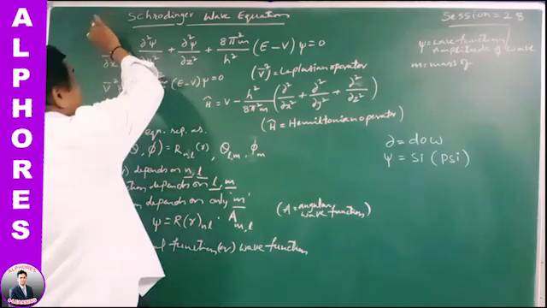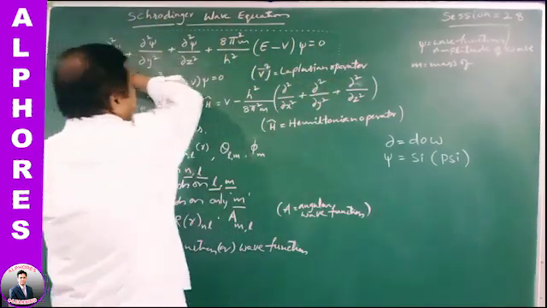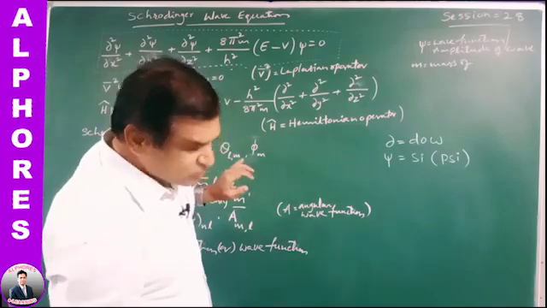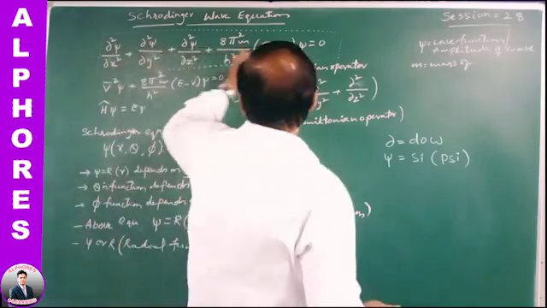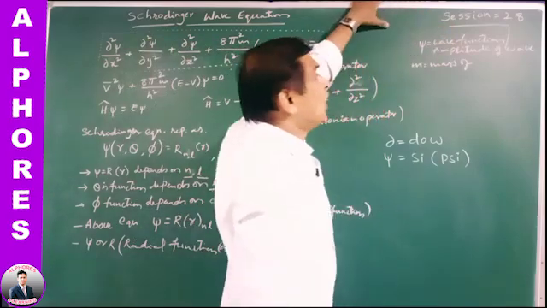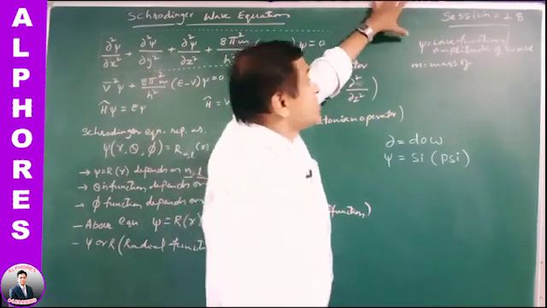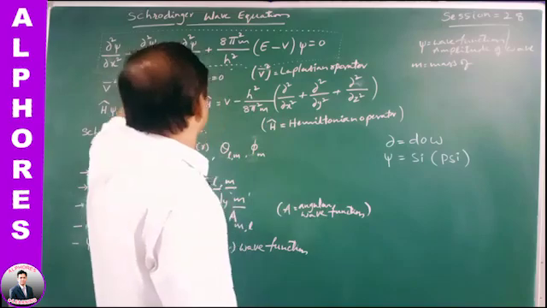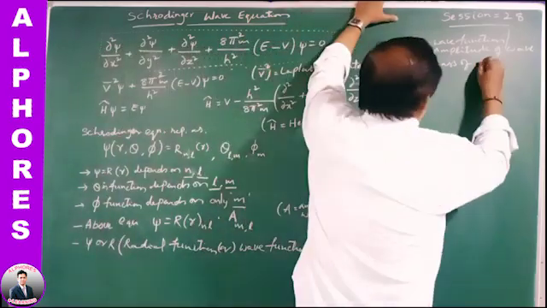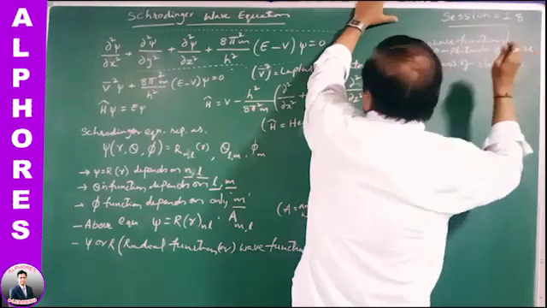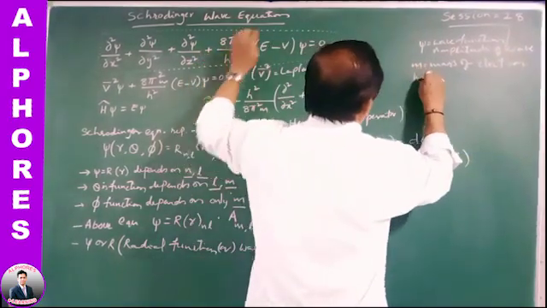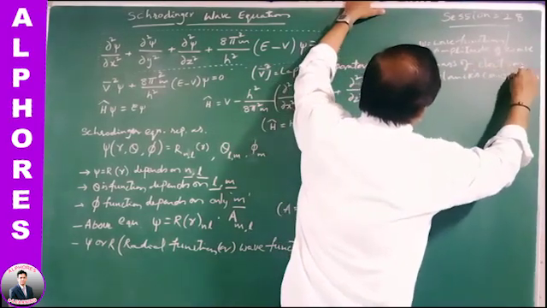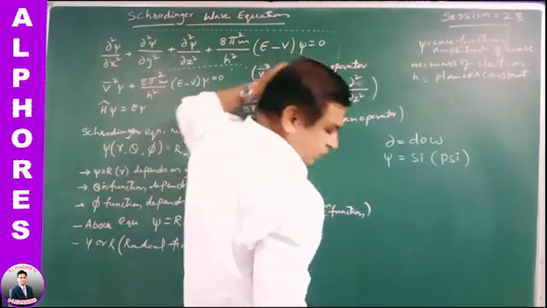In this Schrödinger wave equation, let us write the terms. Psi represents the wave function or amplitude of the wave. m represents the mass of the electron, and h represents Planck's constant.